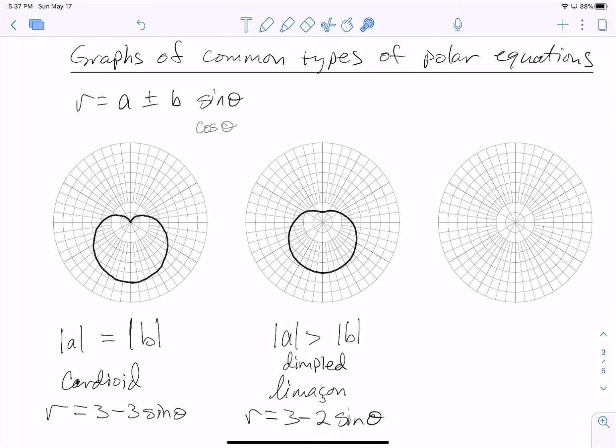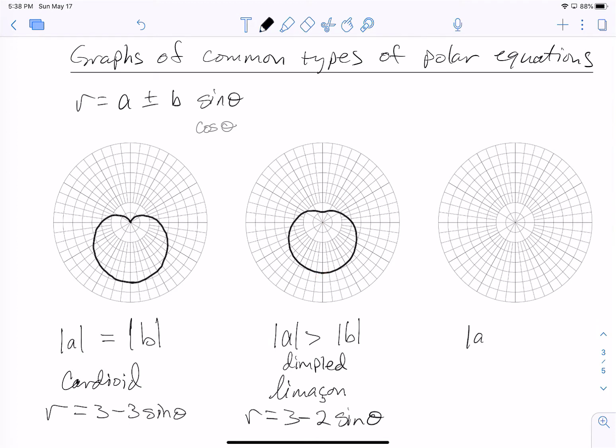And so here we've got 3 as the constant term, and then 2 is the coefficient for the sine function, or really negative 2. And so we see that a is bigger than b. And the reason this will work out the way it is because when the sine function maxes out, we have 3 minus 2, which is 1, and so this graph will never touch the pole. When the sine function is negative 1, we have 3 plus 2, and so a radius of 5.